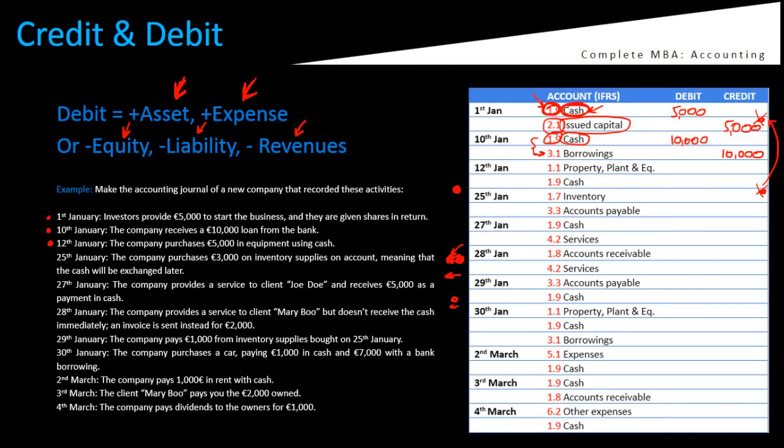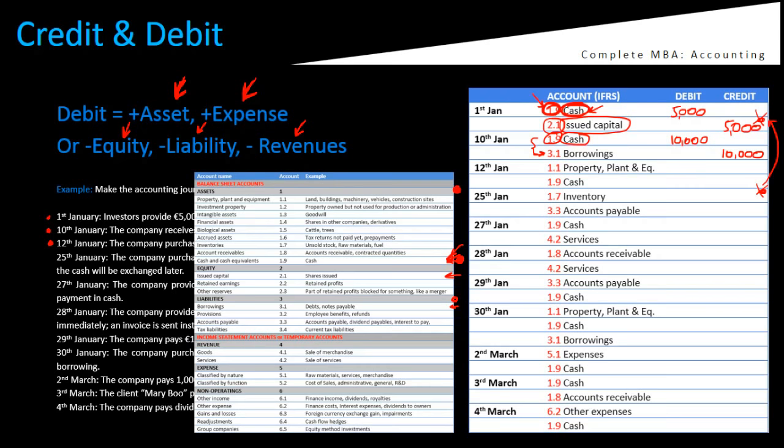On the 12th of January, the company purchases 5,000 euro in equipment using cash. Let's first identify the accounts. An increase of equipment. Where is equipment? Well, equipment is 1.1, which is one of the asset accounts. So that will be the first asset account you have to put. And the second one will be cash, because you're using cash to buy the equipment. So this account is involved too, the 1.9. So which one is the debit and which one is the credit?